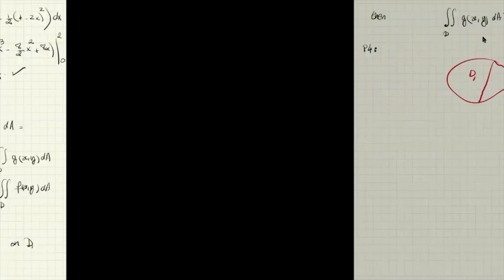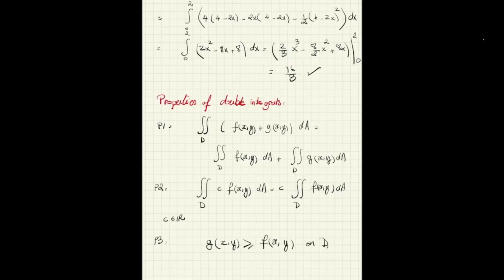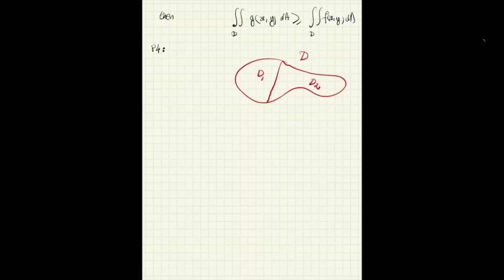Oh, you missed property 3? Yeah, property 3 is if I have a function that is larger than the other one, then the volume of one will be larger than the volume of the other one.